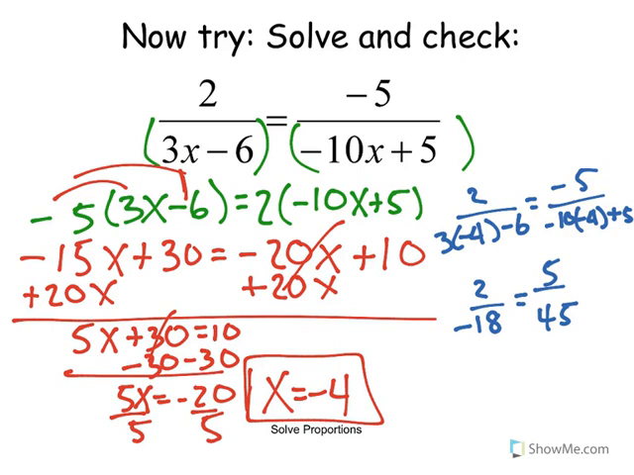So one thing you could do is simplify both of these fractions, and they should both give you negative 1/9. But the other thing you could do is cross multiply. Negative 5 times negative 18 really should be the same as 2 times 45 if I did this correctly. And of course, 90 is equal to 90, confirming that x is equal to negative 4.